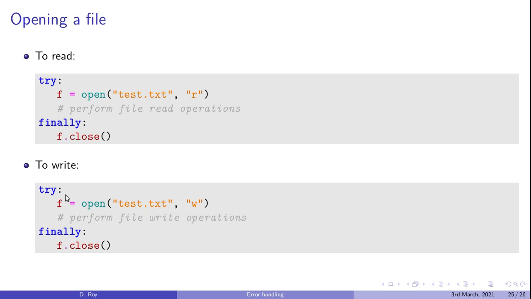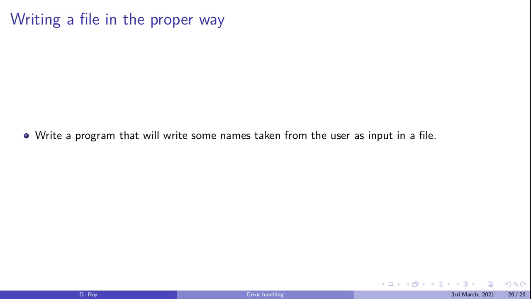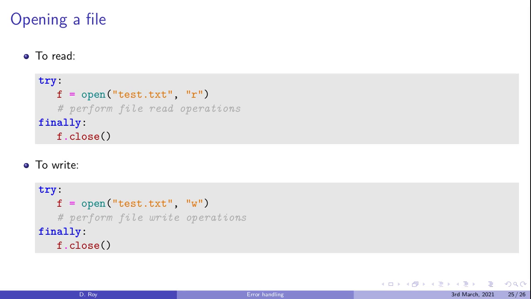Correspondingly, to write a file we should be opening the file in the try block with the W mode, and in the finally block we should be closing that file to ensure that the files are saved properly. As an exercise on utilizing this exception handling, these try, except, else, finally statements in your code, I would request you to write a program that will take some names from the user as input and write those names in a file. Note that we should be opening the file from the try block, and we should have a finally block in which we put this f.close statement to ensure that the file is saved properly.